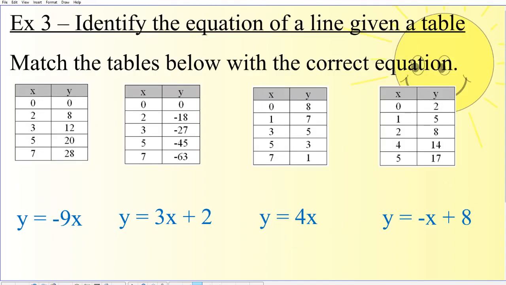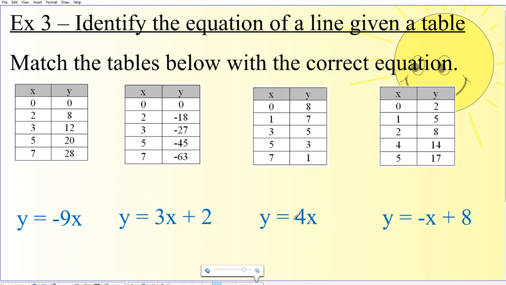Example 3. It would like us to match the tables below with the correct equation. So I have 4 tables. I have 4 equations, and I want to know which one is which. Okay. Now, I'm looking at this, and I have some clues, some evidence that I'm going to use to make my life a lot easier.